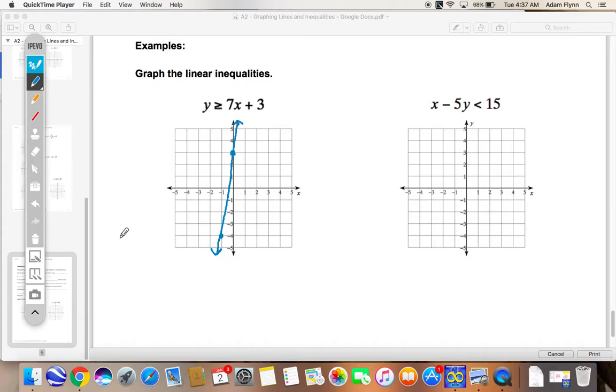Now I need to pick a test point. So I'll pick the point 0, 0. I know this is x and this is y. So I have 0 is greater than or equal to 7 times 0 plus 3. If I simplify, 0 is greater than or equal to 7 times 0 is 0, and then plus 3. So finally, I get 0 is greater than or equal to 3.